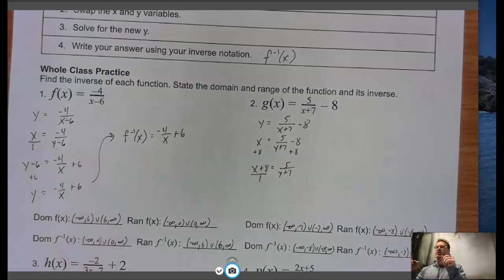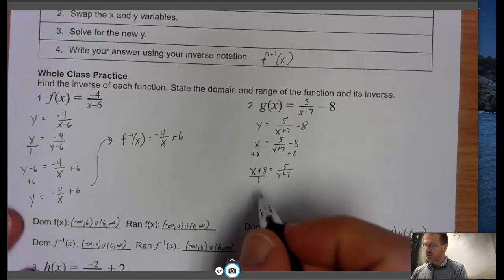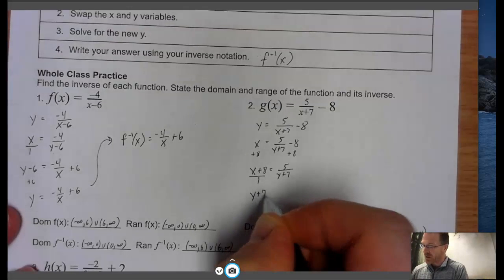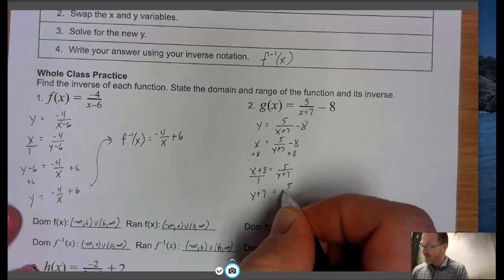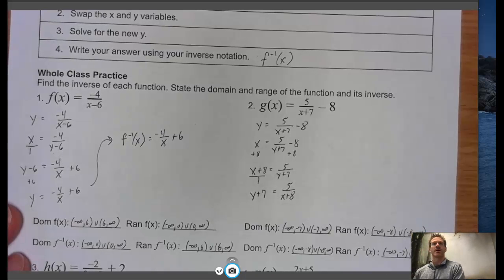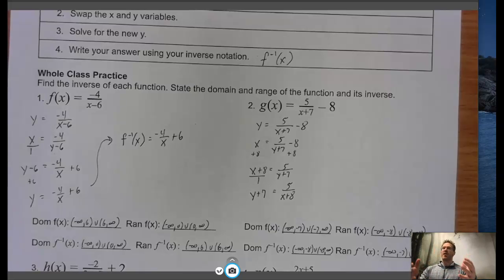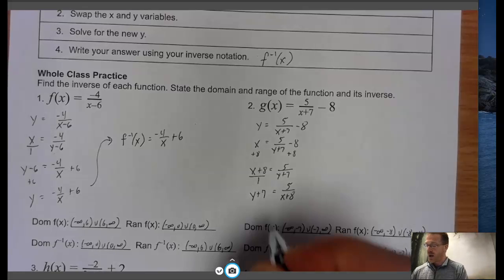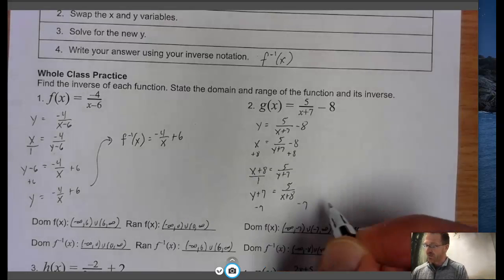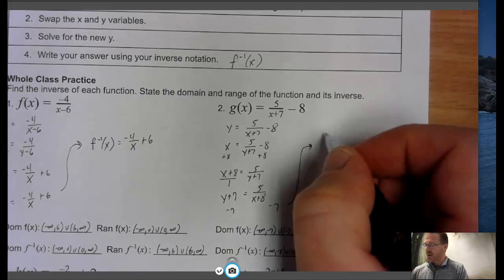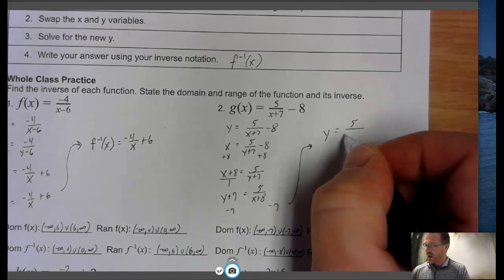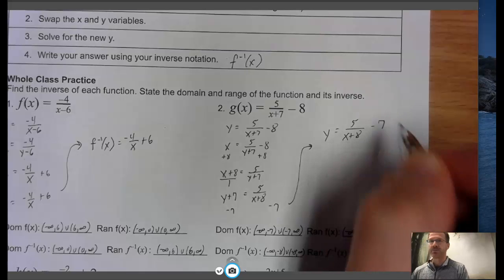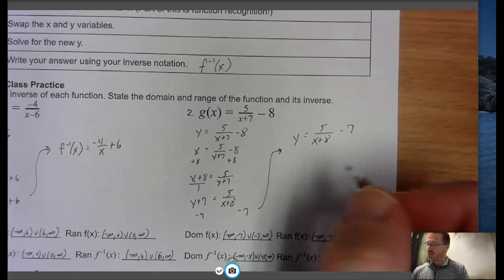And so once again, I get to use that property of proportions where I can switch that numerator and that denominator. So notice this becomes y plus 7 in the numerator over 5 over x plus 8 here. That really speeds up our solving process, knowing that property of proportions. In my final step to solve for y, I just have to subtract 7 from both sides, and I would get y equals 5 over x plus 8 minus 7. And then that would be our inverse.